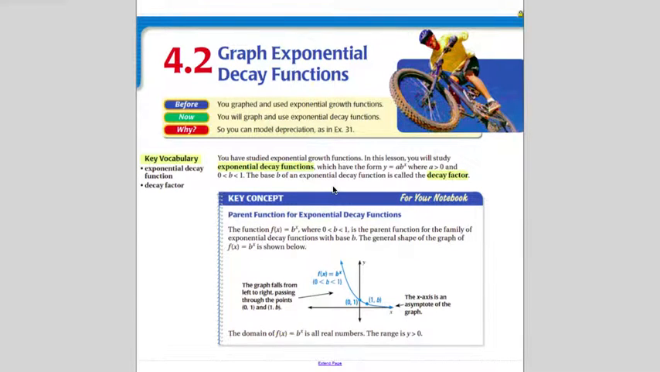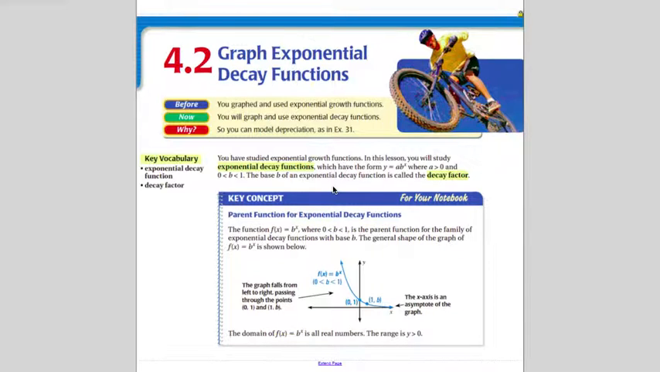4.2, graph exponential decay functions. So in 4.1, we've been working on exponential growth functions, which means every year, either the amount of bacteria or number of bunnies or the money you have in the bank grows exponentially because your base is a number bigger than 1.